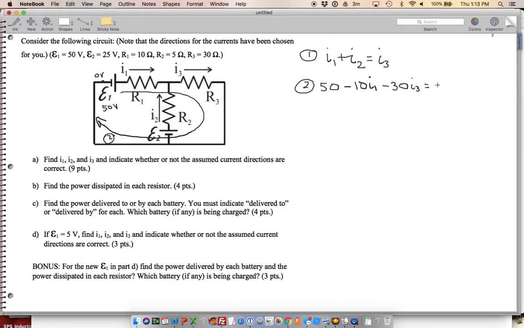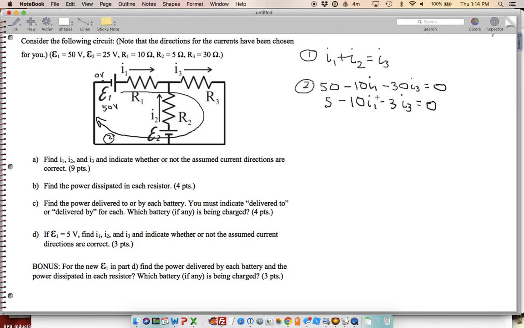Equals 0. So I started at 0 right here. I add 50 volts. I subtract 10 times I1. I subtract 30 times I3, and I'm back to 0. I'm back connected to the negative side of the battery. So that's the second one, and I'm going to simplify this so I can divide everything through by 10. So I'm going to have 5 minus I1 minus 3 I3 equals 0.